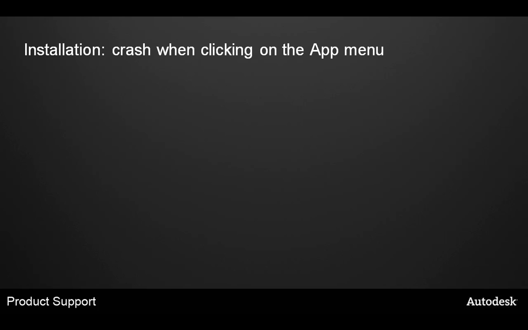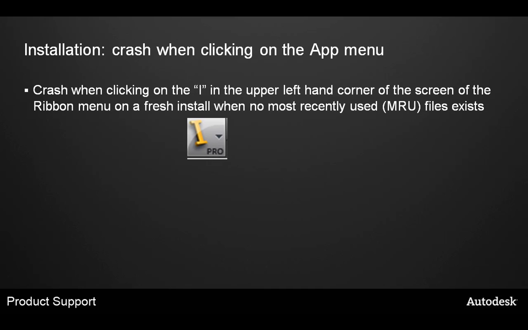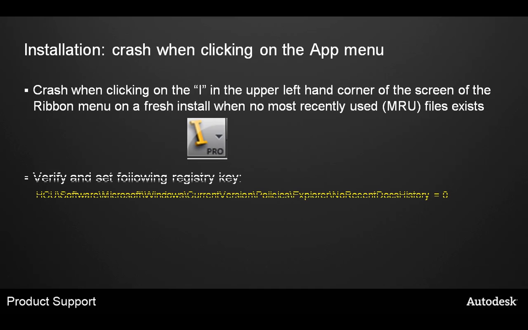The first item is about installation. Some of you might have noticed this, but when you do a fresh install of Inventor, you might end up with a crash when moving the mouse over the big eye icon in the left corner of the screen. The crash is due to the fact that we don't have any most recently used files on the pile. So a relatively easy workaround to get out of this crash situation is to change this particular registry key that is shown on the screen and set it to 0.